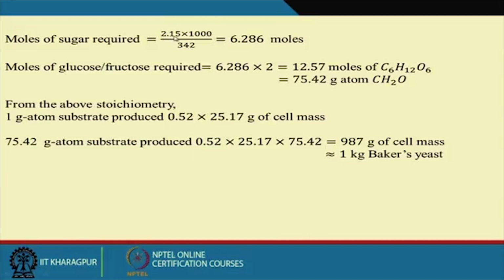Now, 2.15 kg of sugar multiplied by 1000 will give grams, since previously it was kg. Divided by 342, the molecular weight of sugar, we get 6.28 moles of sugar.